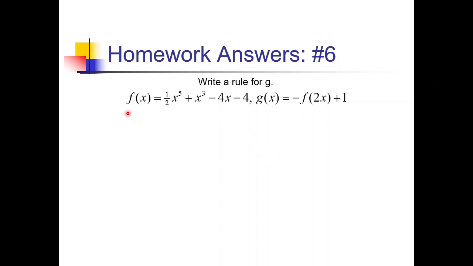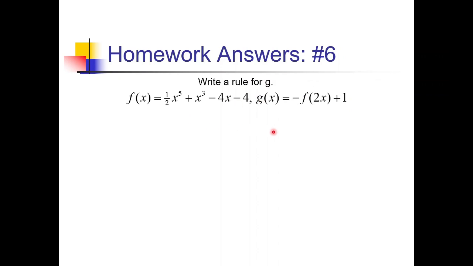On this problem, I have this f of x function, and we have a g function that does negative f of 2x plus 1. We want to write a rule for g. So there's three things that are actually going on in this one. One thing is I'm replacing the input for the f function with 2x instead of x. So all of these x's are going to be parentheses with 2x's. Also, after I've done all of that, this whole thing is going to get multiplied by a negative 1. And after I've done all of that, I'm going to have to add 1 at the very last minute.